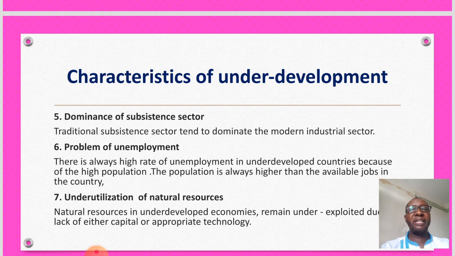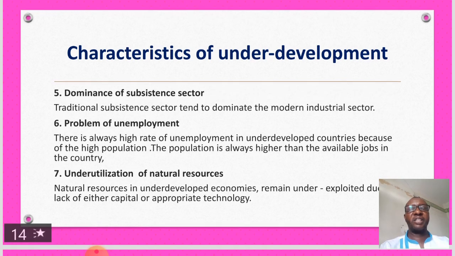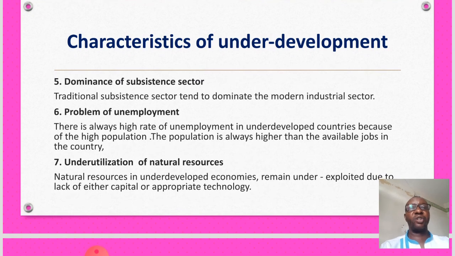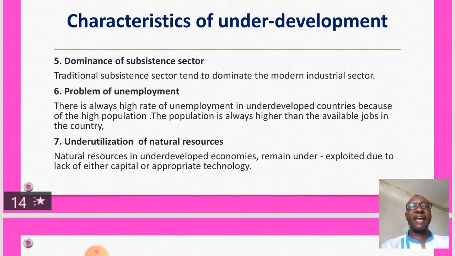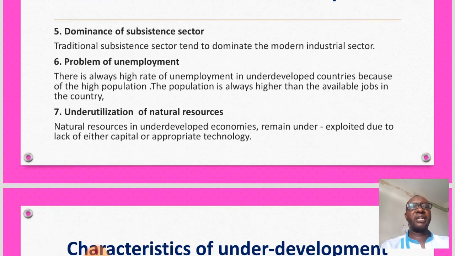Number six, problem of unemployment. There is always a high rate of unemployment in underdeveloped countries because of high population. The population is always higher than the available jobs in the country. Number seven, underutilization of natural resources. Natural resources in underdeveloped countries remain underexploited due to lack of either capital or appropriate technology.